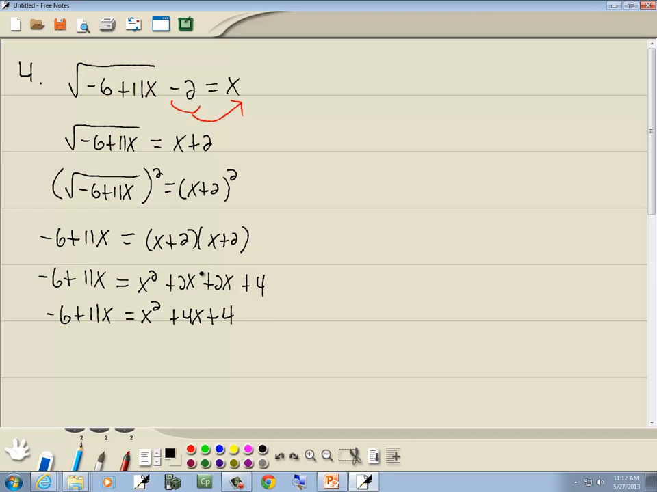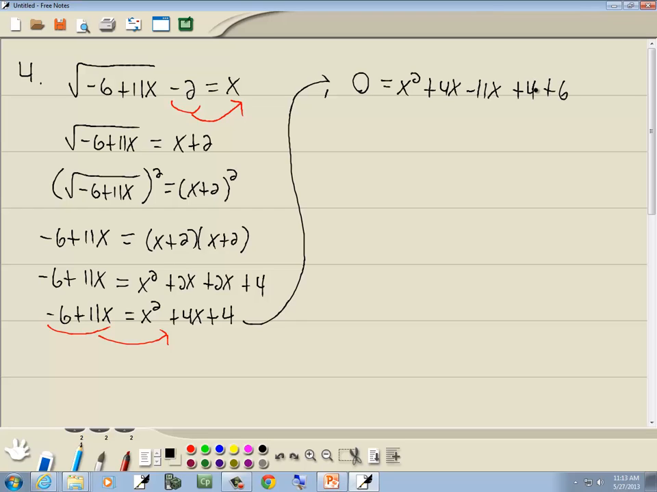We're at step 3. If you have more radicals, go back to step number 1. We don't have any more. So go to step 4, solve for x. Well, here we have a quadratic. We have an x squared. So you have to get 0 on one side. So I'm going to take the negative 6 plus 11x and move them over to the right side. So I got 0 is equal to x squared plus 4x minus 11x plus 4 plus 6. Remember, when you move anything across your equals, the sign changes. Combine together like terms. 4x minus 11x is negative 7x. 4 plus 6 is 10.